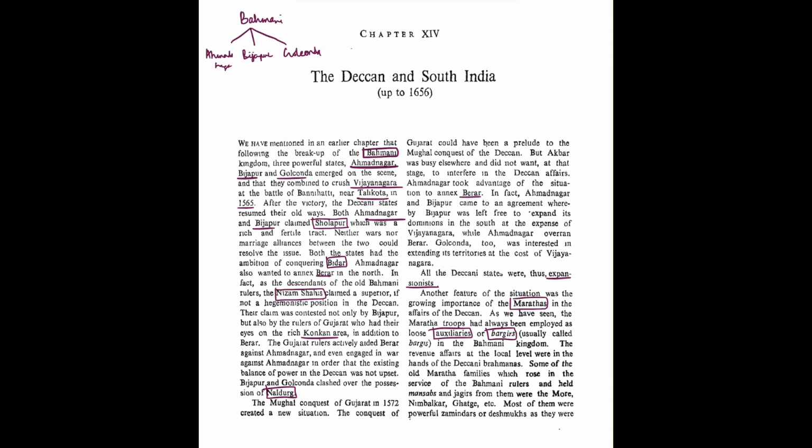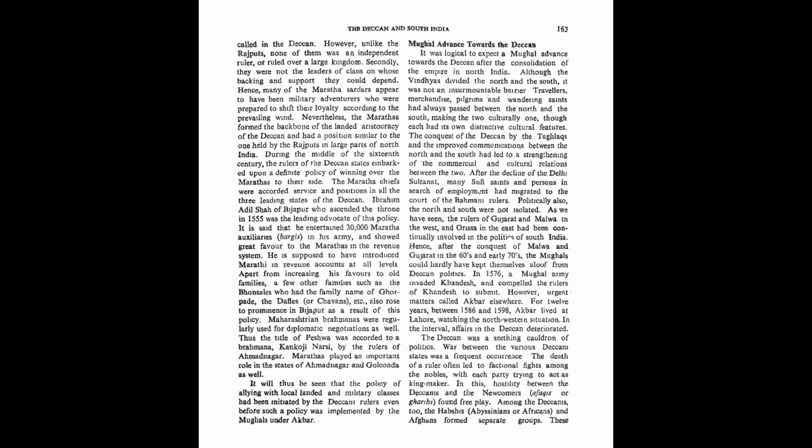Some of the old Maratha families which rose in the service of the Bahmani rulers and held mansabs and jagirs from them were the More, Nimbalkar, Ghadage, etc. Most of them were powerful zamindars or deshmukhs, as they were called in the Deccan. However, unlike the Rajputs, none of them was an independent ruler or ruled over a large kingdom. Secondly, they were not the leaders of clans on whose backing and support they could depend. So they were not hereditary rulers.